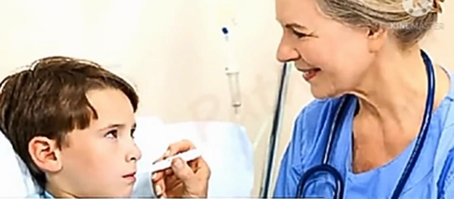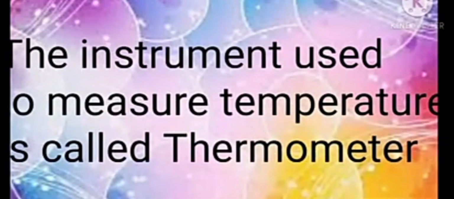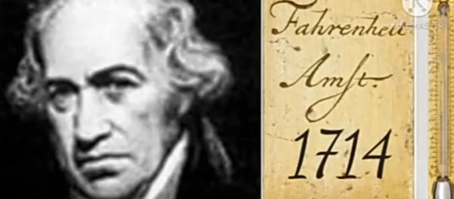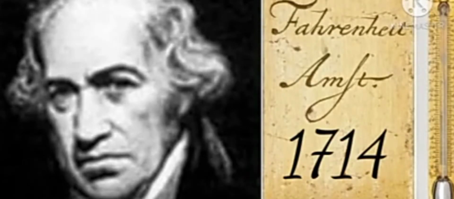So let's start with how to measure the temperature. The instrument used to measure temperature is called a thermometer. There are different types of thermometers: mercury thermometer, alcohol thermometer and digital thermometer. Let's see the mercury thermometer. In 1714, Gabriel Fahrenheit invented the first mercury thermometer.